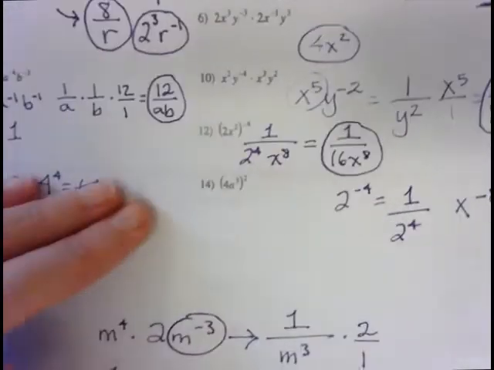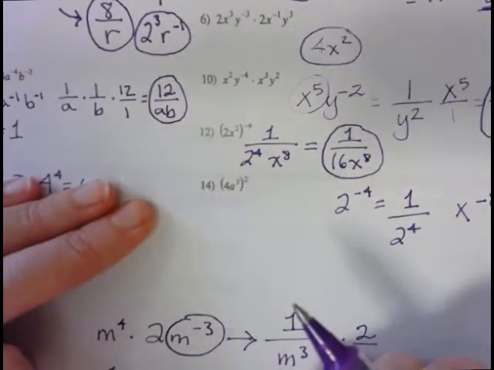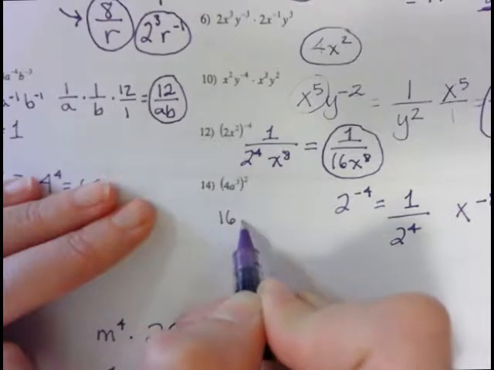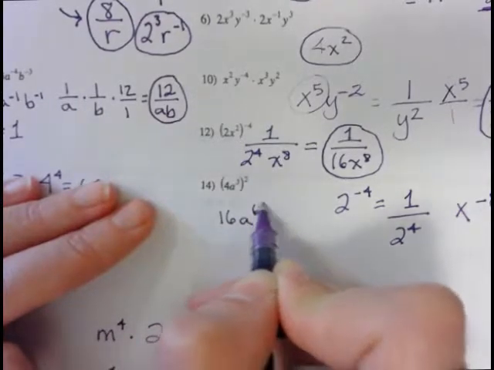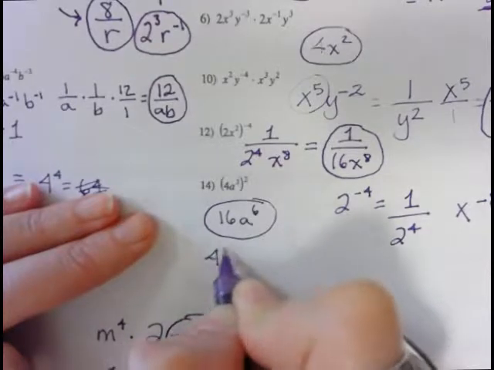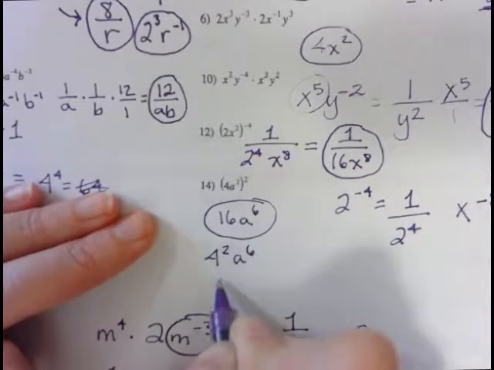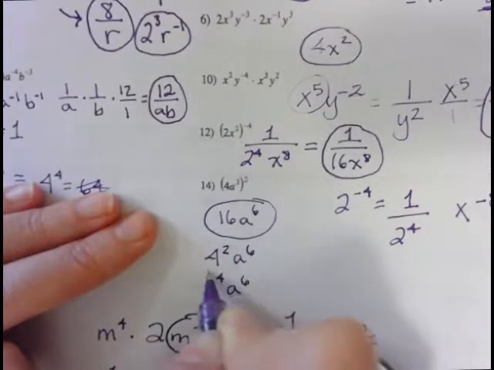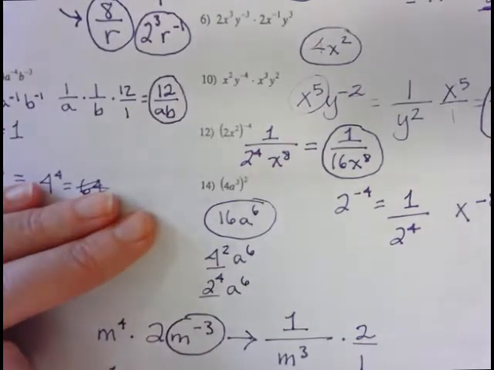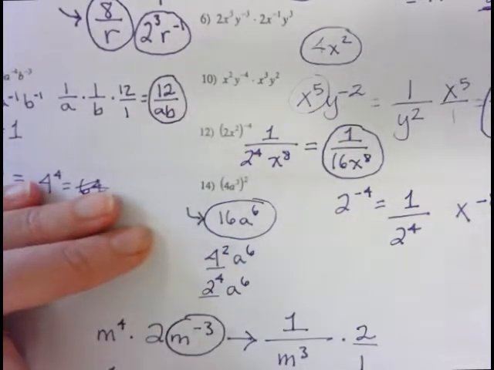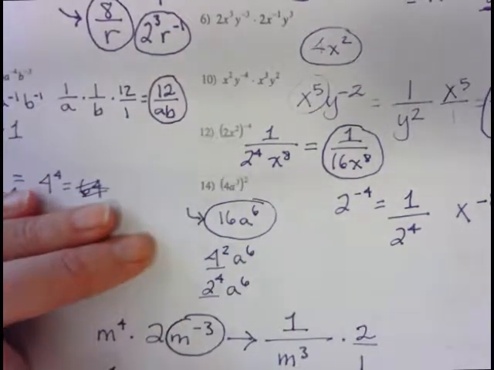And last, and this one is a little easier because it doesn't have any negatives. 4 squared is 16, 8 to the a to the 6th, excuse me. And I can write this a bunch of ways, right? I can write this as 4 squared a to the 6th. I can write this as 2 to the 4th, a to the 6th, depending if I want to change my base or not. But again, for all intents and purposes, 16, 8 to the 6th is your final answer.